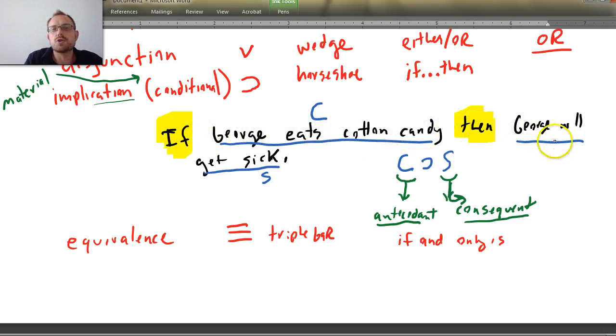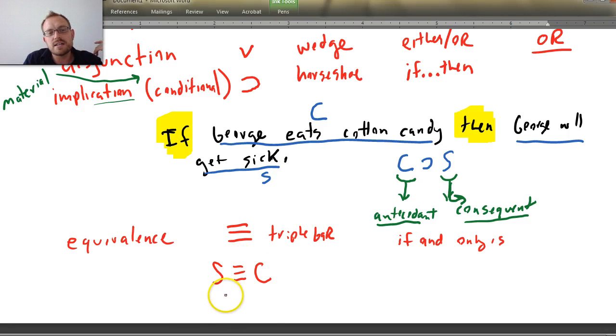What if this said, George will get sick if and only if he eats cotton candy, right? We could turn that around, right? So if I said that George gets sick if and only if he eats candy, I can just literally write S, if and only if, C in this case, right? So George will get sick if and only if he eats cotton candy.